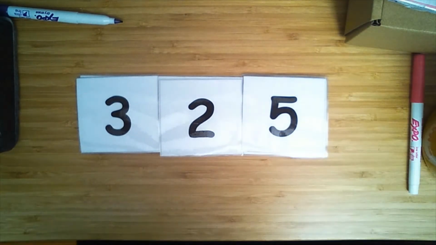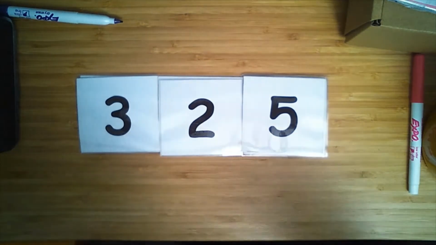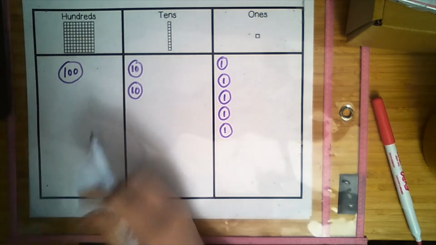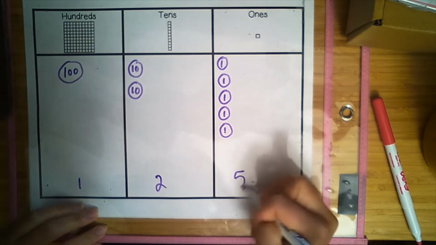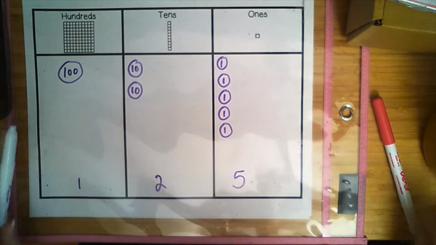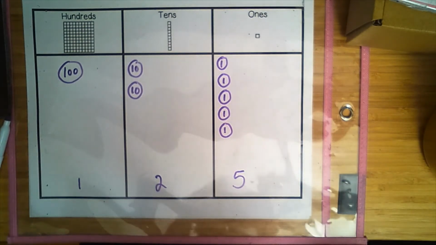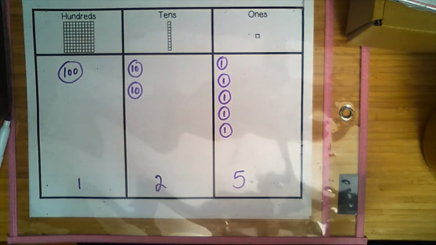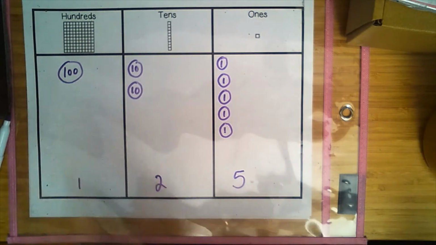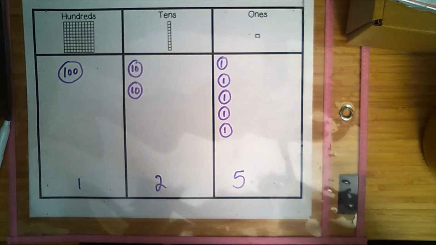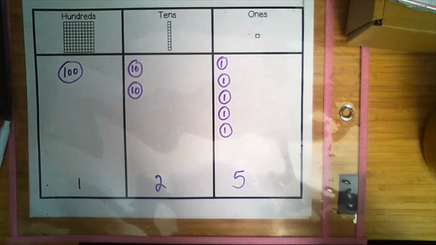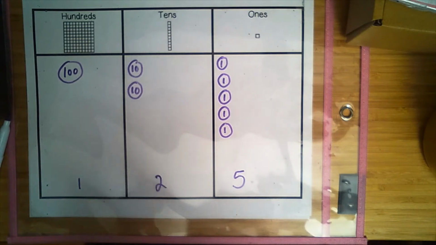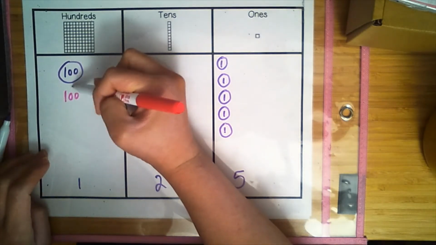Let's go ahead and see how that would look on our place value chart with our place value discs. So again, we are at 125 with 1 hundred, 2 tens, and 5 ones. Now, we're going to show this change from 125 to 325. We're going to show that change with our place value discs. What should we do in order to show that change from 125 to 325? Great job. We need to add 2 more hundreds.